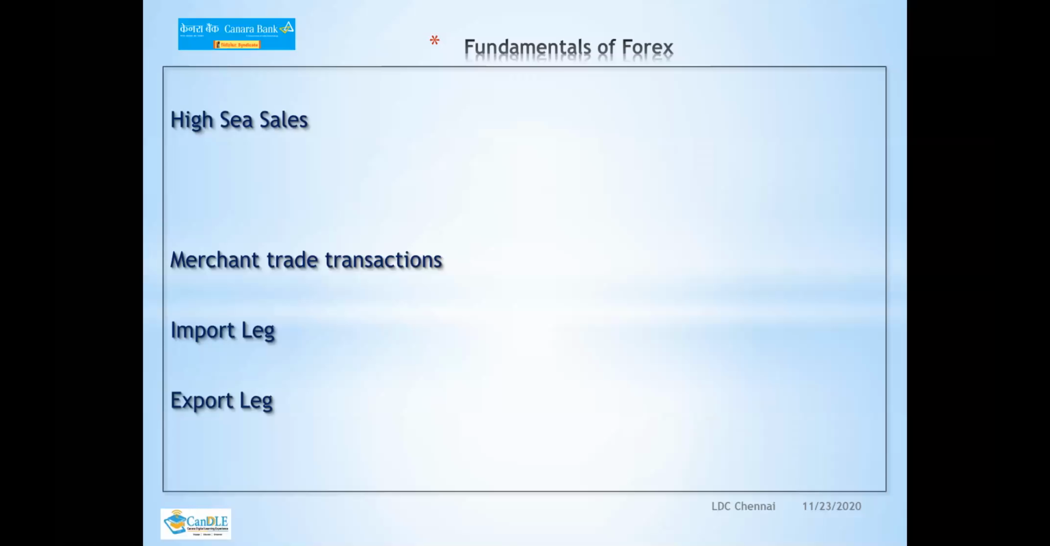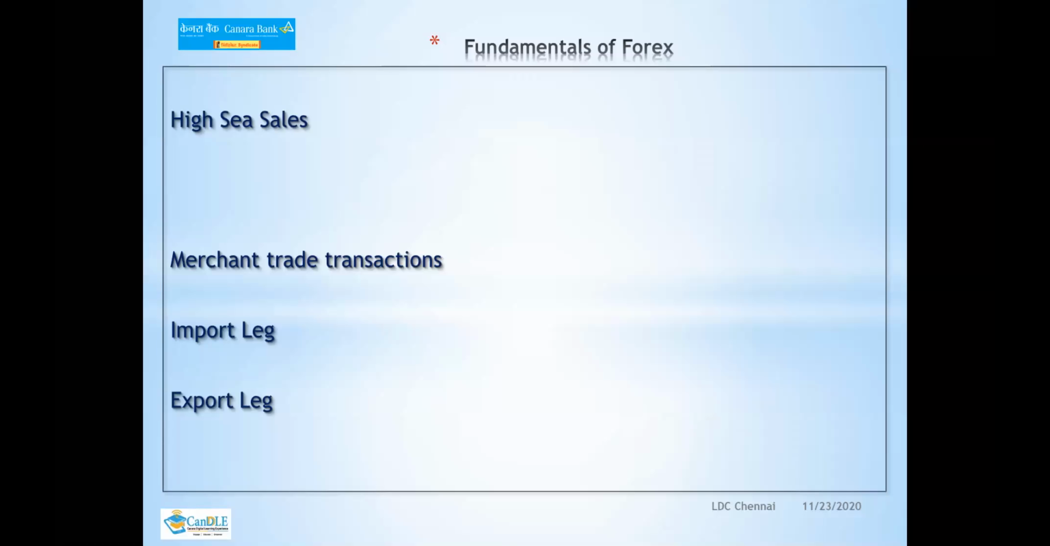India is also increasing this because we want to become a transshipment hub. A lot of merchant trade is picking up and a lot of relaxations were given. Because it is a lengthy topic, I will cover it in the next session if possible, or somebody else will cover it. Merchant trade transaction means simply a brokering transaction.